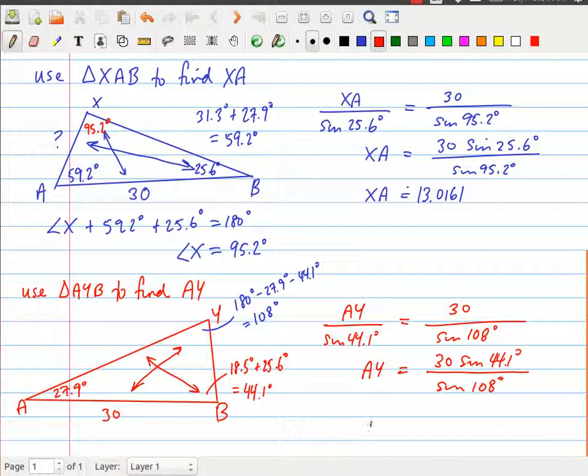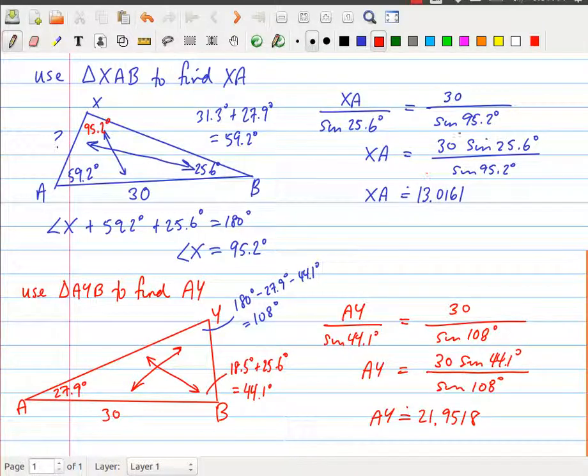And that gives me my value for AY is approximately equal to, and again, being careful with the calculations, 30 times the sine of 44.1 degrees divided by the sine of 108 degrees. And that gives me an answer of 21.9518. And again, I've rounded that to 4 decimal places. I've sacrificed some precision so that I'm not just writing an endless number of decimal places here.